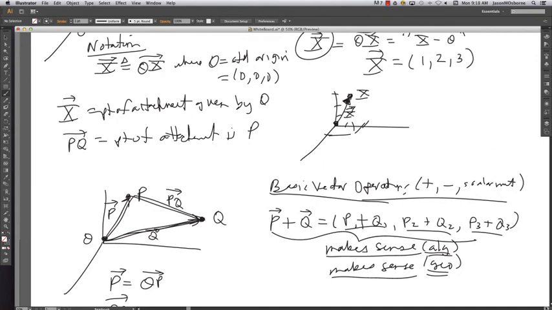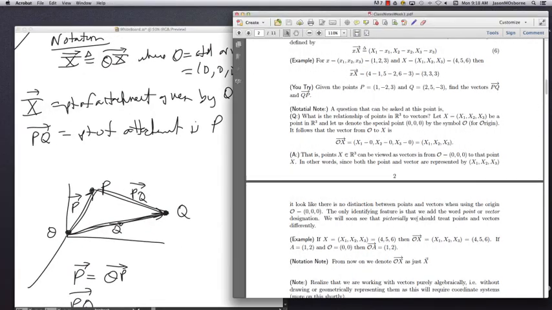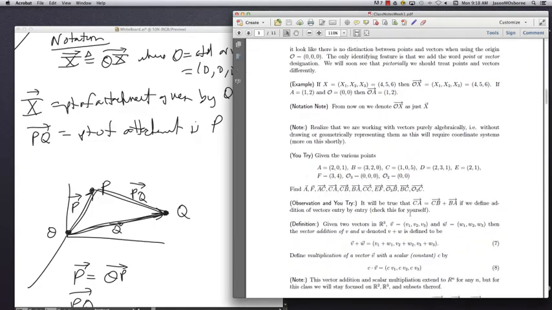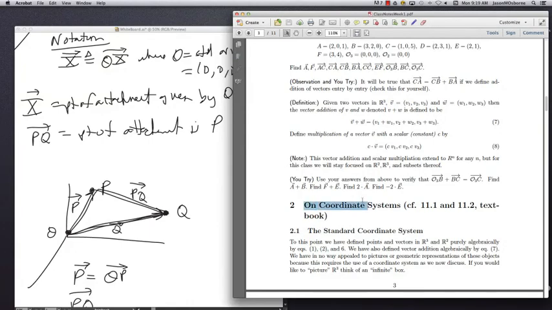I think you will compare what we have done in this video to the first couple pages of the vector section. The next video is going to discuss quite a bit more of this notion of a coordinate system.